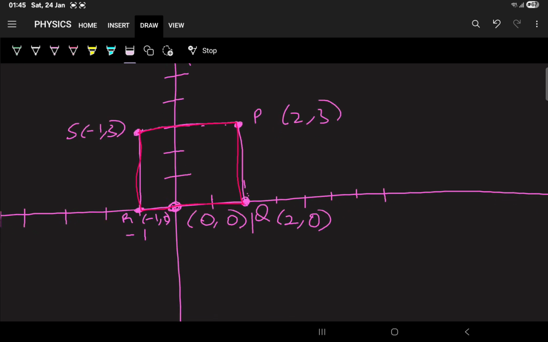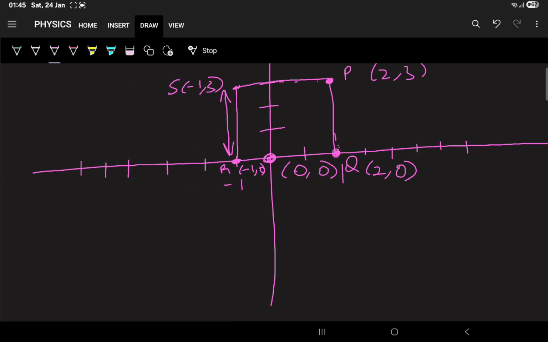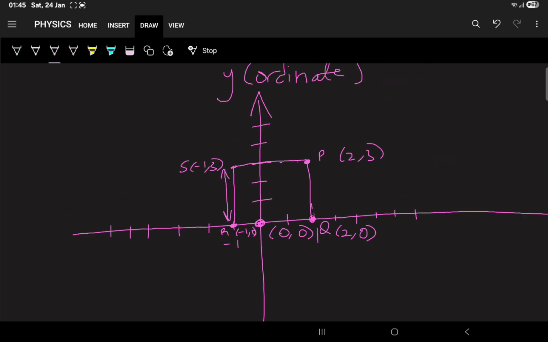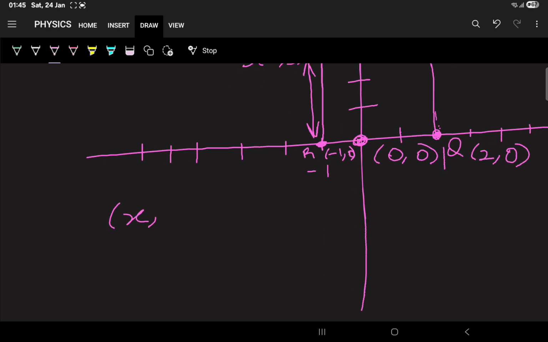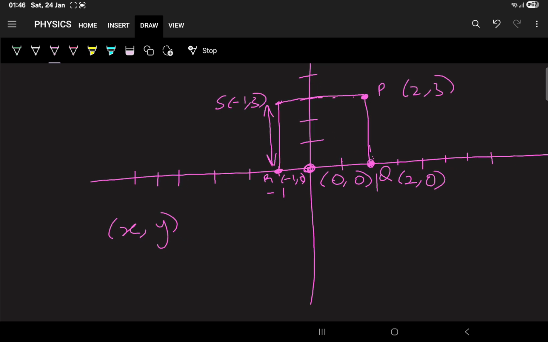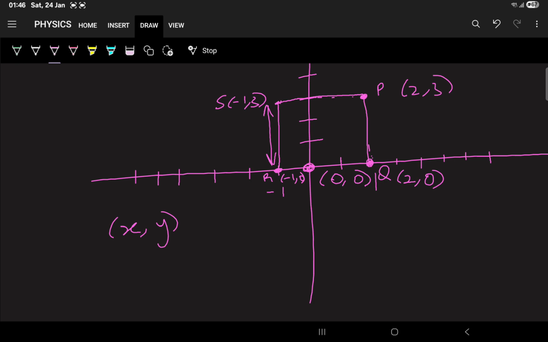If we wanted to find the length between S and R, how would we find it? Now we can see the length between S and R will be along the y-axis, or the ordinates. And in a graph, the coordinates are given as (x, y). So we know the position of y is going to be the term that corresponds in this bracket.